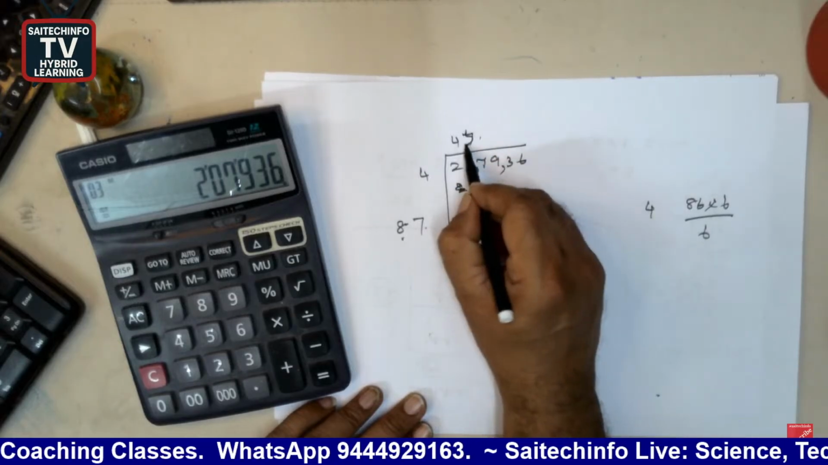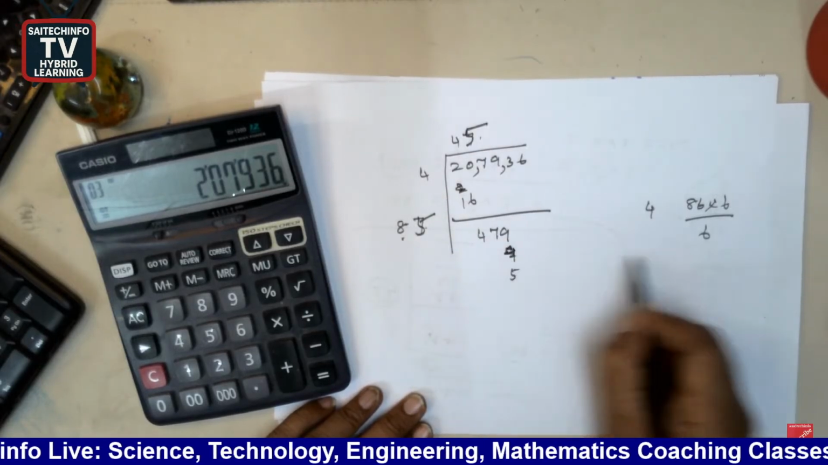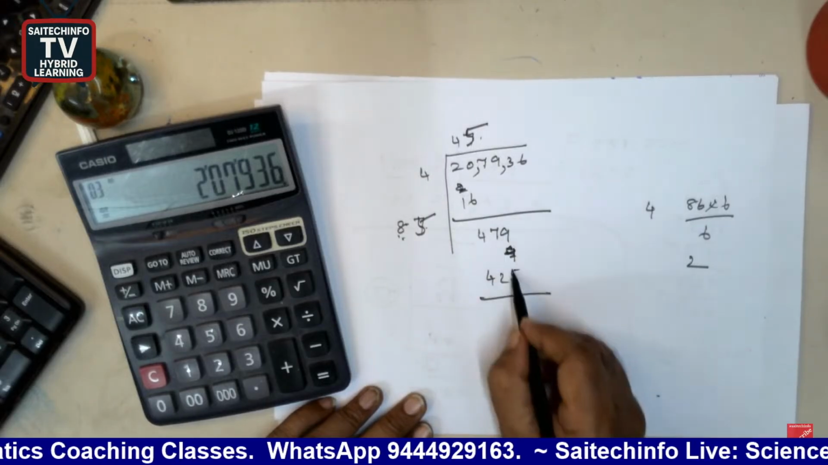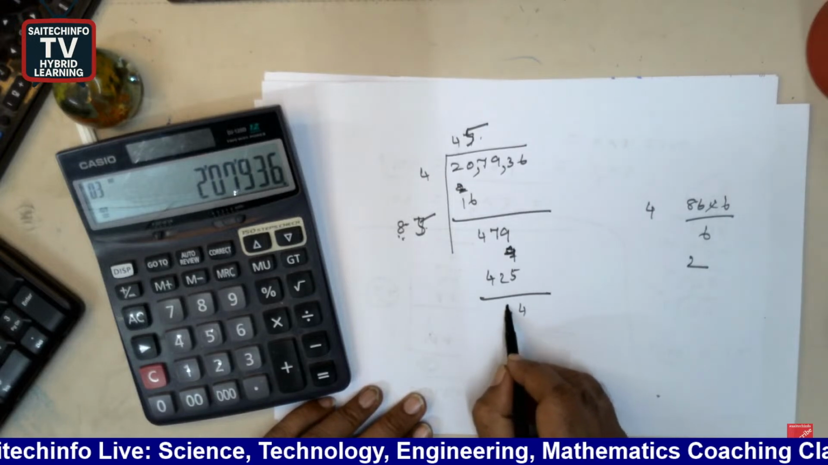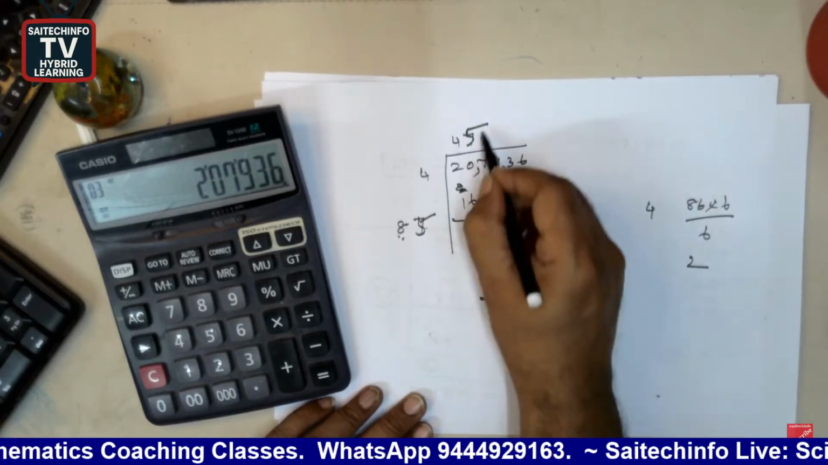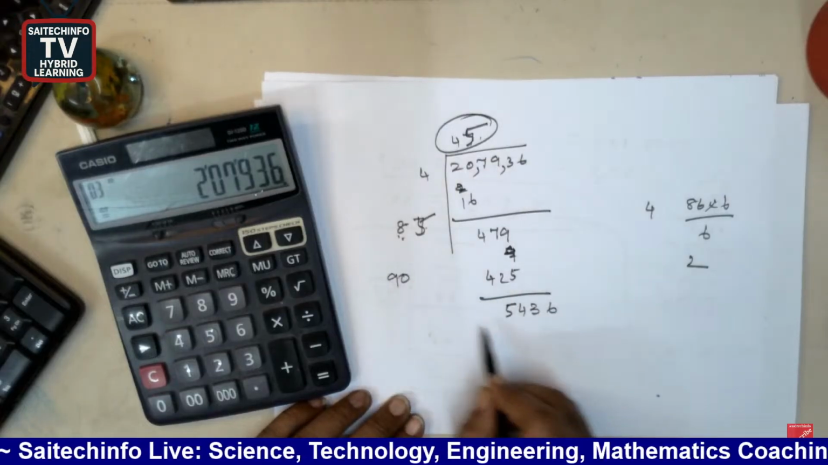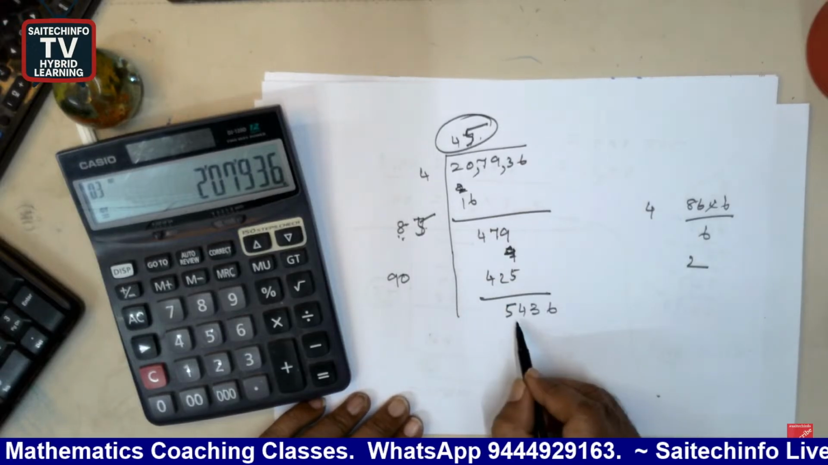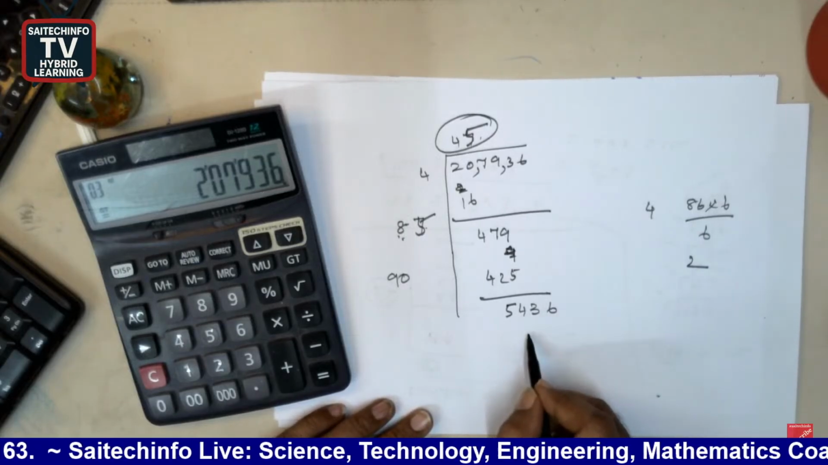So 5 I can take. 5 5s are 25. Then 5 8s are 40, 42. So 9 minus 5, 4. 7 minus 2, how much? 5. Right? Now I can drop this 36. Then once again I have to multiply this by 2. So it becomes 90. And now I should check which number I can get as a perfect square, either equal to 5436 or less than 5436.